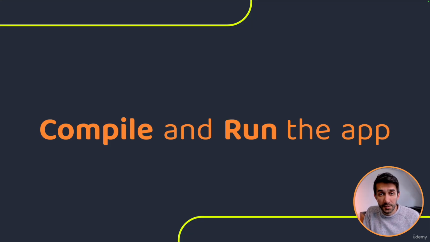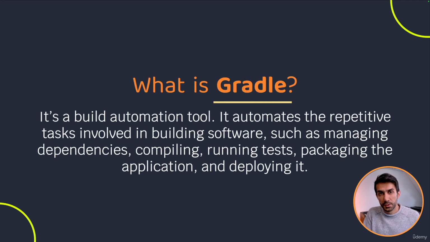So now that we created an Android project, let's compile and run it on an emulator. But to do that, first we need to get familiar with a very important tool in Android development, which is called Gradle. It's an automation tool. It helps you automate the repetitive tasks in building software, like managing dependencies, compiling, running tests, packaging the application, and deploying it. Let's check them one by one.